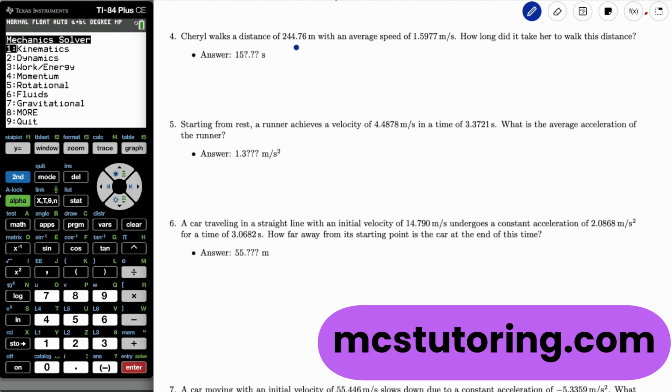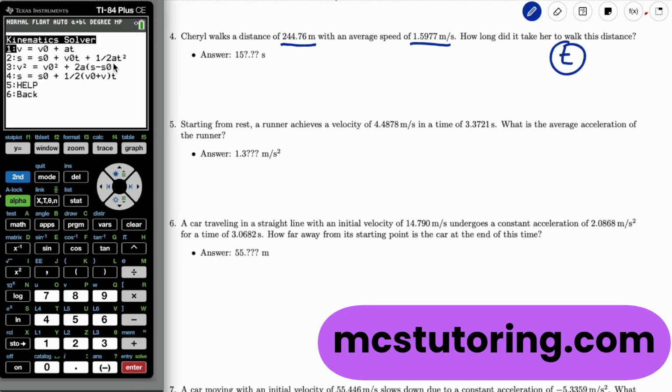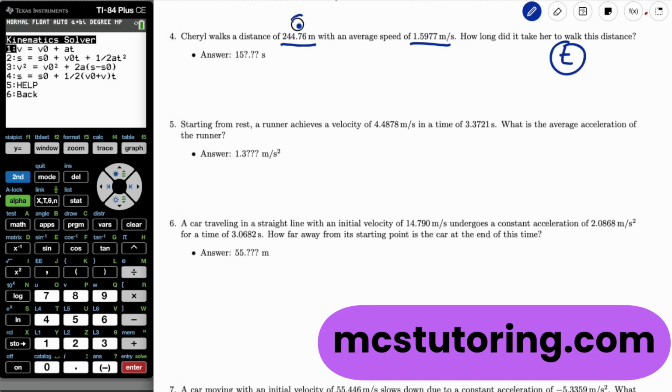Cheryl walks a distance of 244.76 meters with an average speed of 1.5977 meters per second. How long did it take her to walk this distance? So I think we're looking for t here, that's time. This distance, I know it's funky. In physics world, distance is also known as s, displacement. So we're going to call that s.